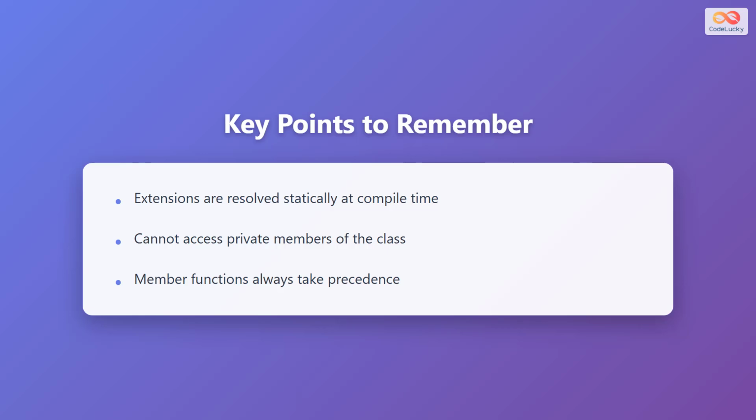There are 3 important things to remember about extension functions. First, extensions are resolved statically at compile time, which means the function that gets called is determined by the declared type, not the runtime type. Second, extension functions cannot access private members of the class they're extending, as they're defined outside the class. Third, if a class already has a member function with the same name and signature as your extension function, the member function always takes precedence.